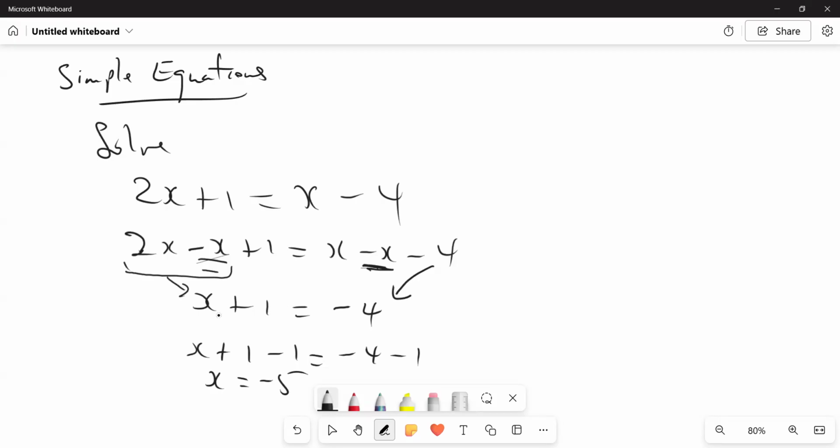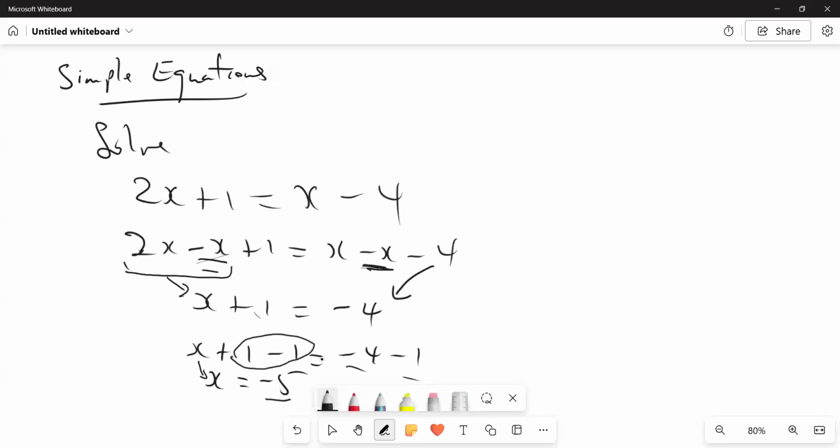Yes, sir. Good. So once we get this, it becomes very simple now. We have to get this 1 out of here because we want x alone. So we subtract 1 from both sides. And that's what we do here. So this is going to become 0. You're left with x alone. Minus 4 minus 1 is minus 5. And that's your answer. Right?